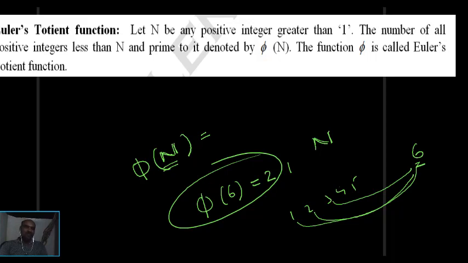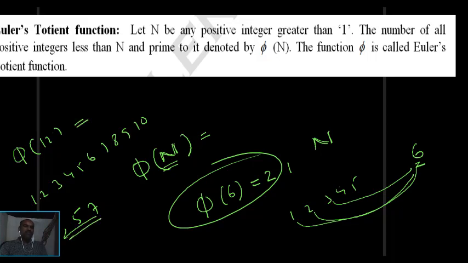Sometimes you want phi of 12. 1, 2, 3, 4, 5, 6, 7, 8, 9, 10, 11. 1 and 12 are co-prime. 2 and 12 not. 3 and 12 not. 4 and 12 not. 5 and 12 co-prime. 6 and 12 not co-prime. 7 and 12 are co-prime. 8 and 12 not co-prime. 9 and 12 also not co-prime. 10 and 12 also not co-prime. 11 and 12 are co-prime. So how many are there? 4. I can say that phi of 12 is 4. I hope people understood the definition. The number of natural numbers less than n and co-prime to n is denoted by phi of n.